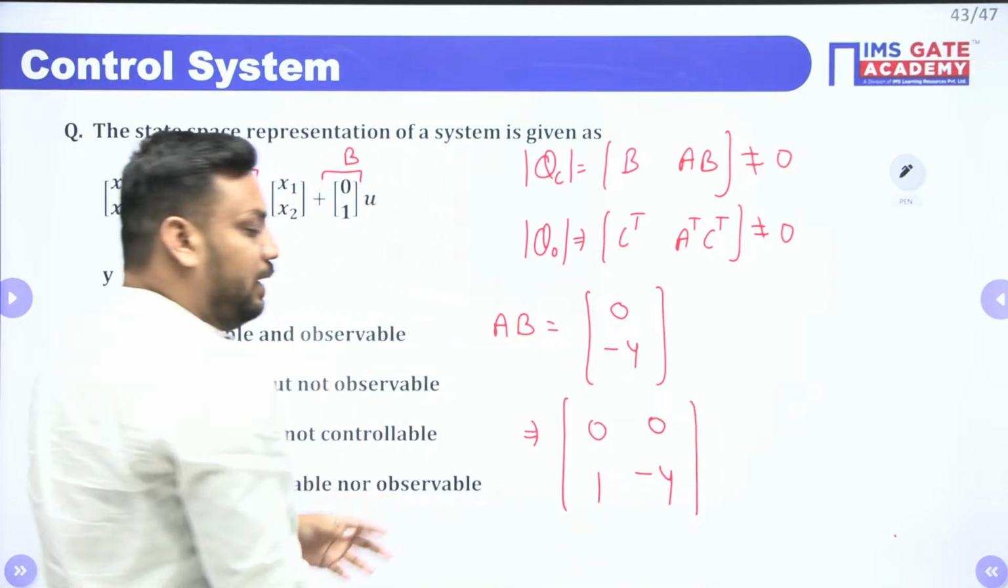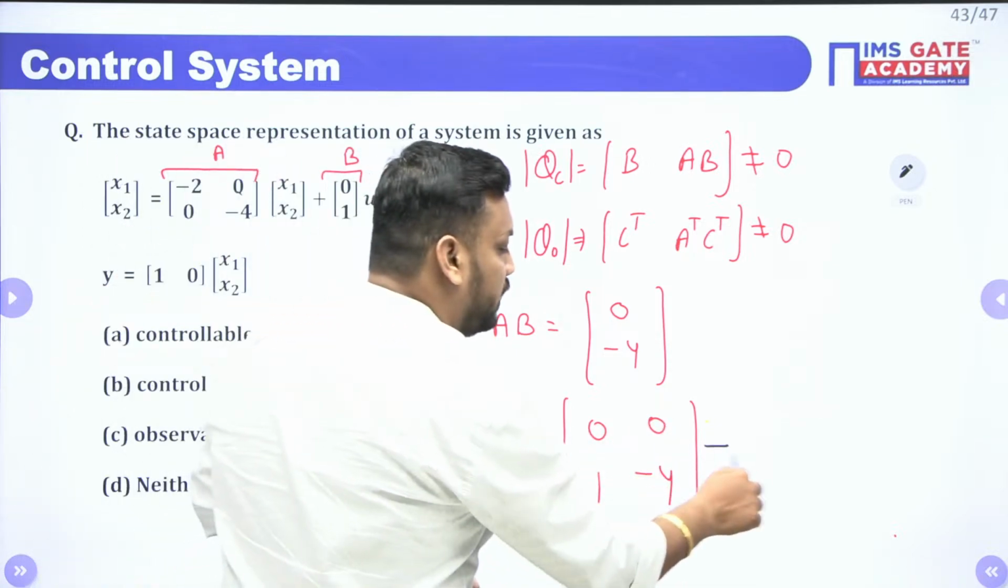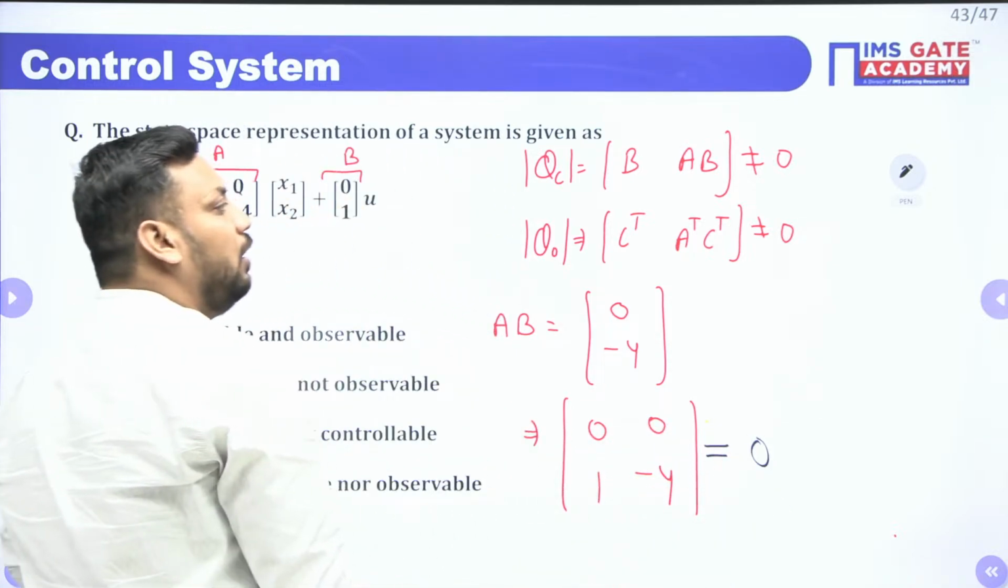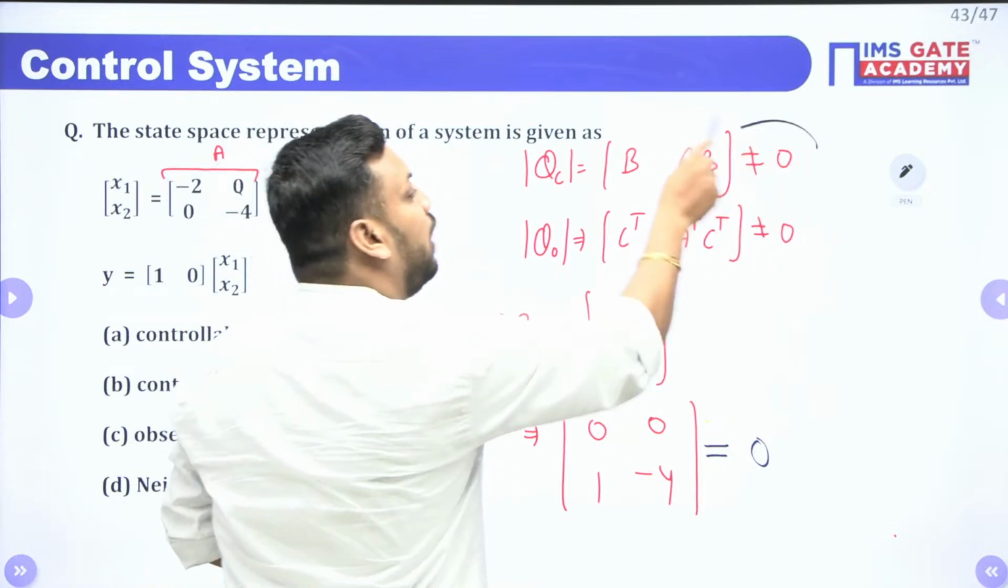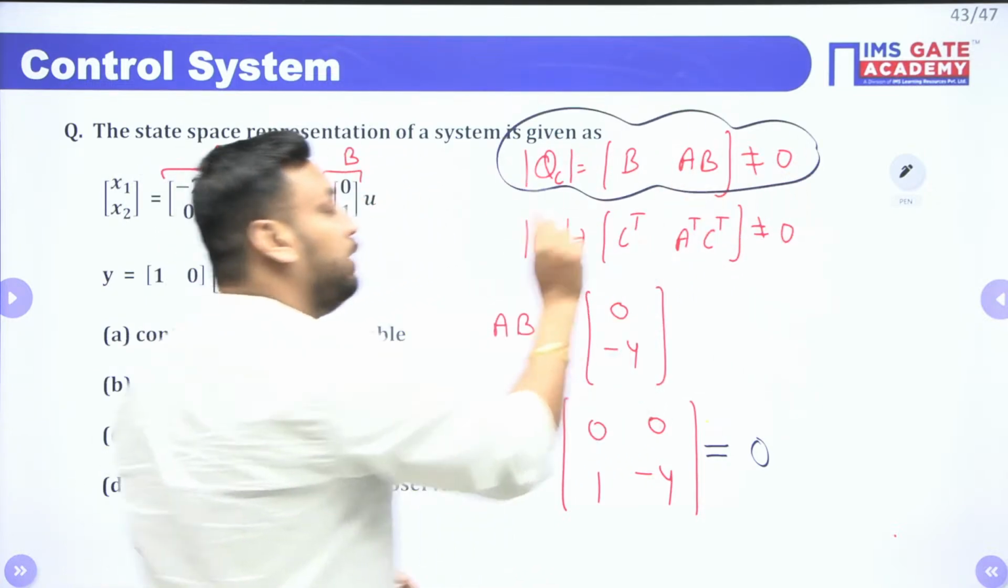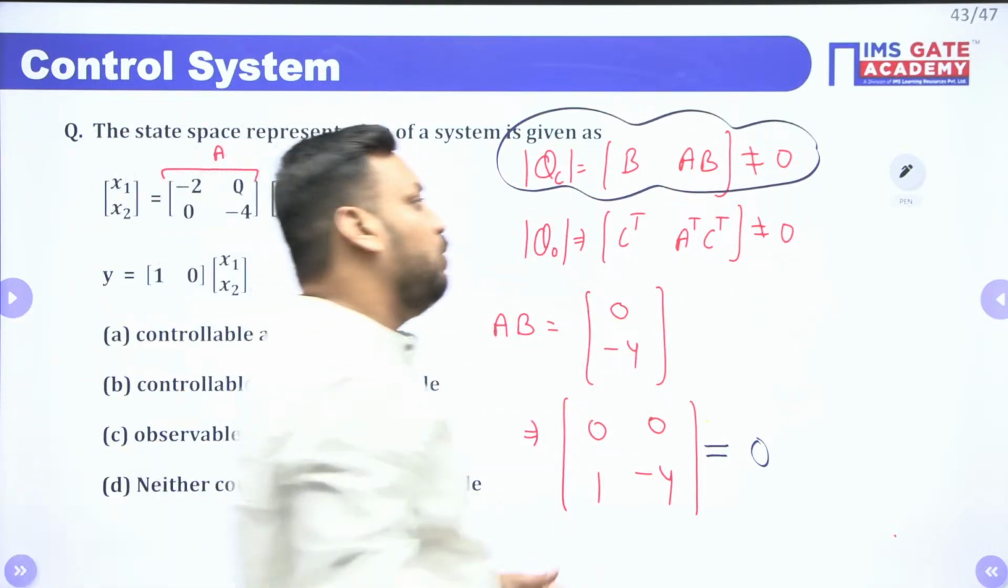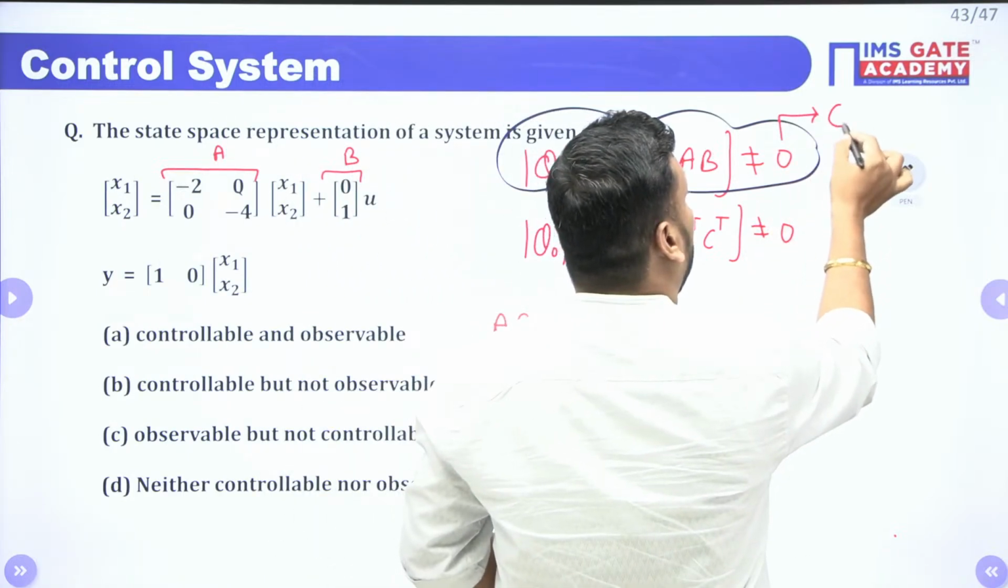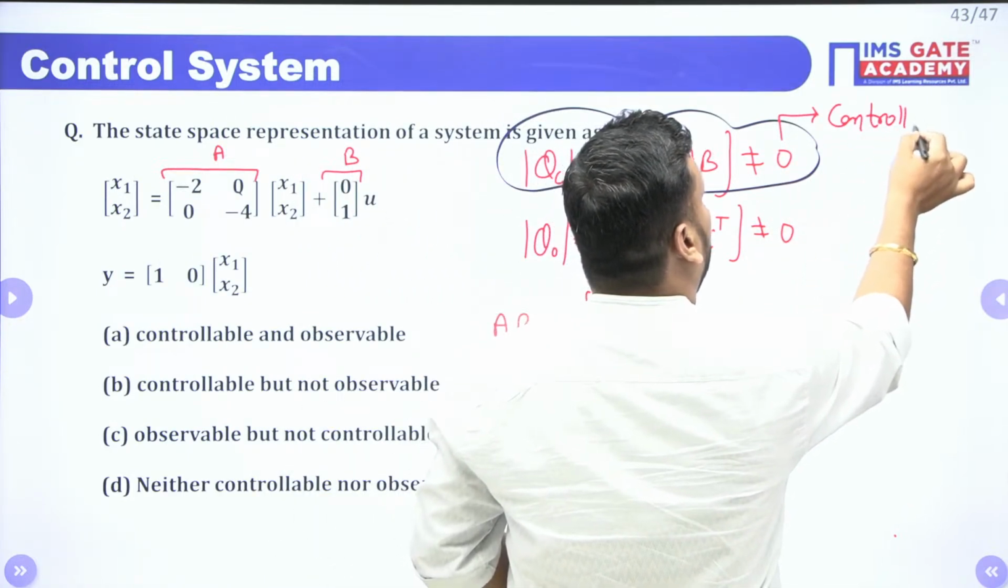Whenever any matrix has a complete row of 0, the determinant is always 0. But you have to make it not equal to 0. If it is not equal to 0, then only it will be controllable. So right now is it controllable or not controllable? Not controllable. Why? It is uncontrollable.